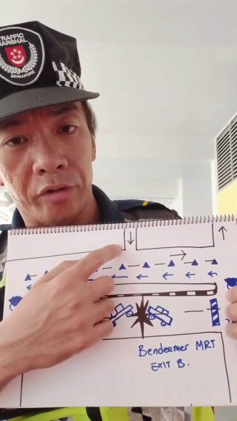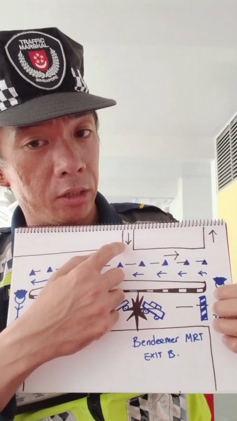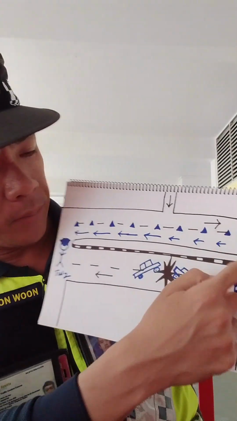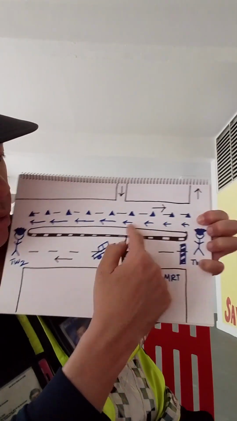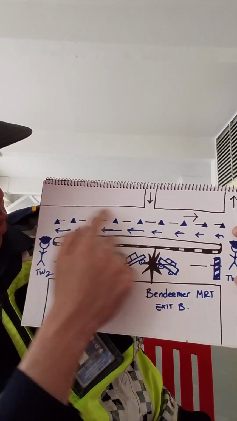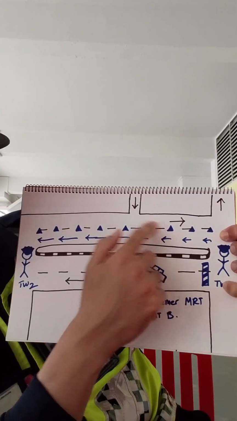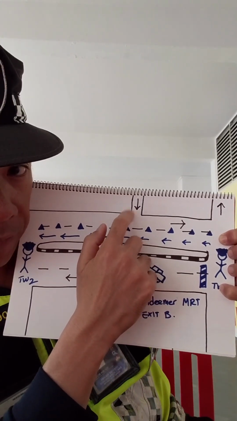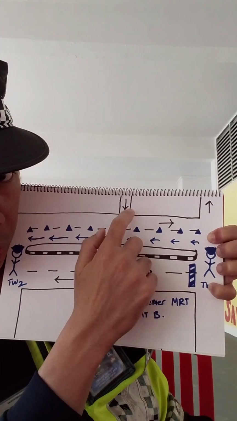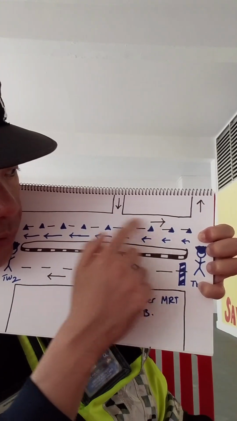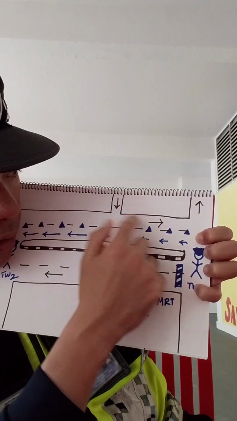So TW3 is actually supposed to be here to stop any vehicle going out. When this side pumps in, counterflow in operation, this side's original traffic will still go. However, there's a TW3 here, traffic warden 3. If there's any vehicle to come out, he will stop this vehicle first and continue to let this vehicle go. This side goes first until here clear, then let go.